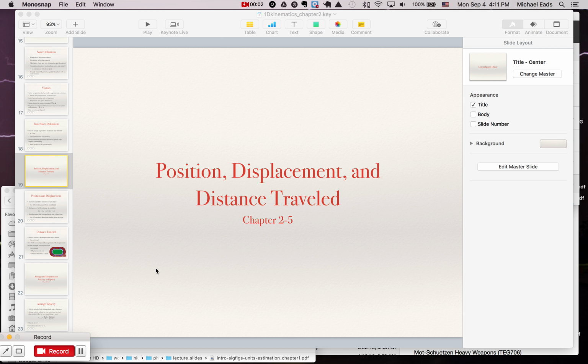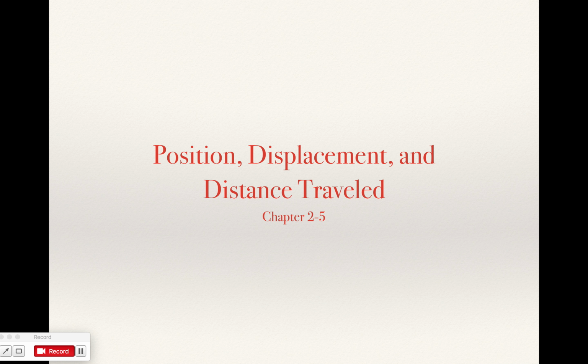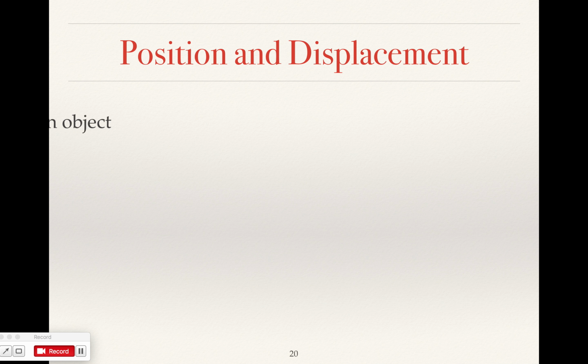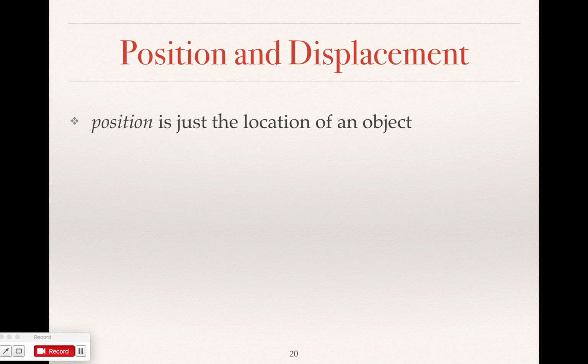Okay, so this next video is covered in chapter 2-5 in the textbook, and this is going to be on position, displacement, and distance traveled. So first off, position is just the location of an object, with respect to a frame of reference, which you could think of as a coordinate system. So it's an origin and a way of measuring things.